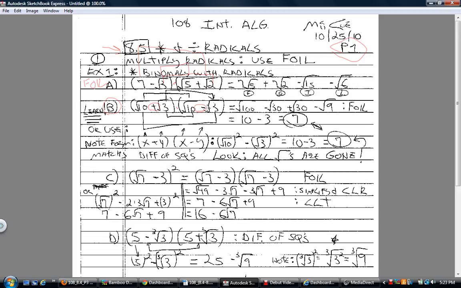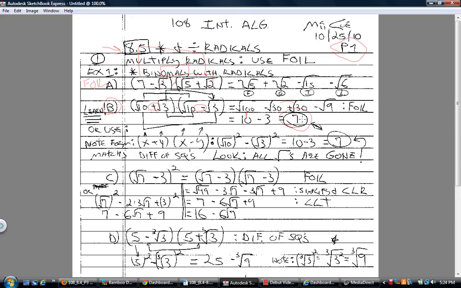Okay, now can you always fall back and use FOIL? Yes. And when you start the FOIL, and here the letters line up, square root of 10 times square root of 10 is square root of 100. Outer, square root of 10 times negative 3 is negative square root of 30. Inner, 3 times square root of 10, square root of 30. And the last, square root of 3 times the negative square root of 3 is negative square root of 9. Okay, simplify. Square root of 100 is 10. The outer and the inner do what? Cancel out. Square root of 9 is 3. You have 10 minus 3. Final answer, 7.